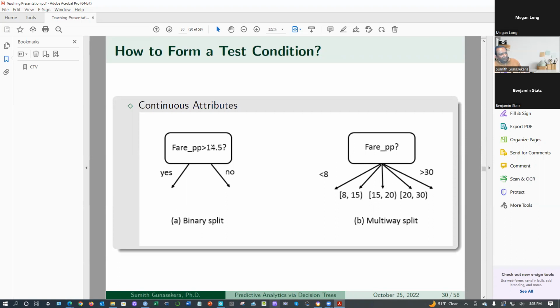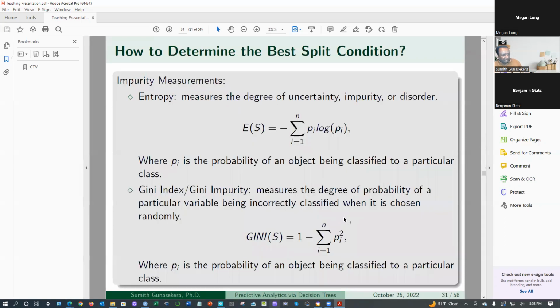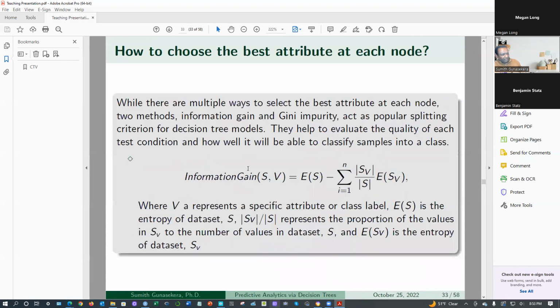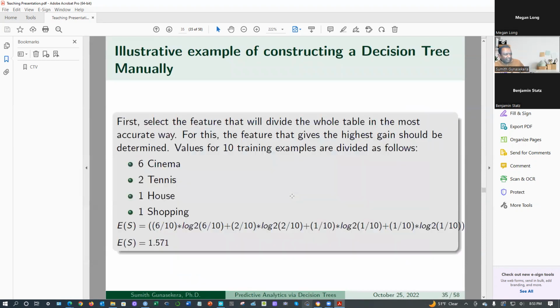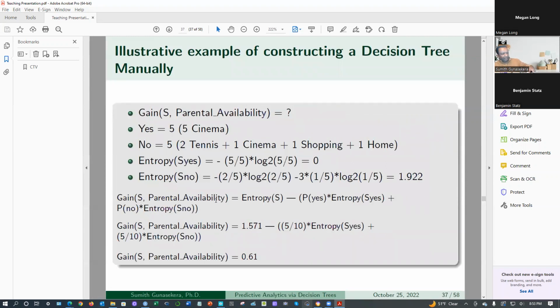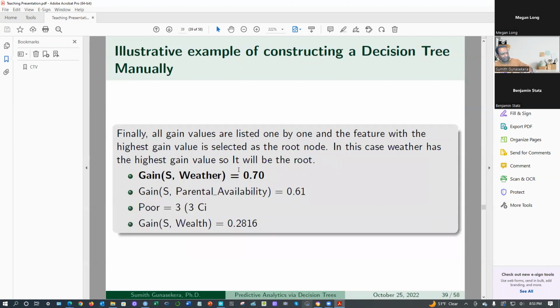See, fair. How much the fare for that ticket, that is based on the Titanic data. So that's how they're gonna use the entropy, Gini index, something like that. Utilize how to check the first one. See, another example. See, based on weather, parental availability, health, they can decide what they're gonna do at the end of the day. Some people gonna go to cinema, some people shopping, some people go for movie, tennis, like that.